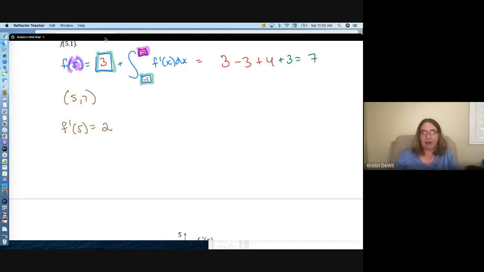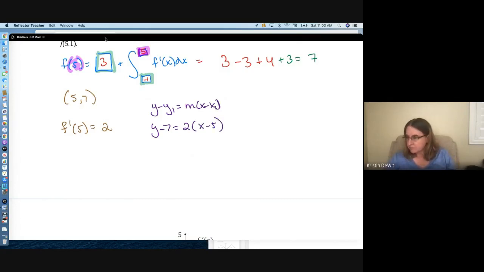All right, anyway, so now we've got our point and we've got our slope, so we can do the point slope formula. So let's write that point slope formula out. I'm going to write the formula out just in case you need a refresher on it. So it's y minus y1 equals m times x minus x1. And then we plug in our point. y minus 7 equals slope 2 times x minus 5. And that is your tangent line.